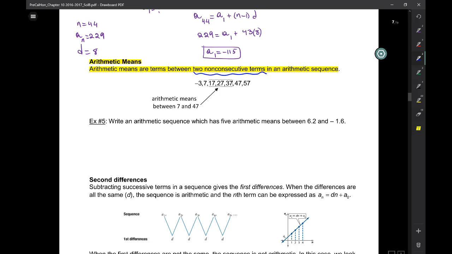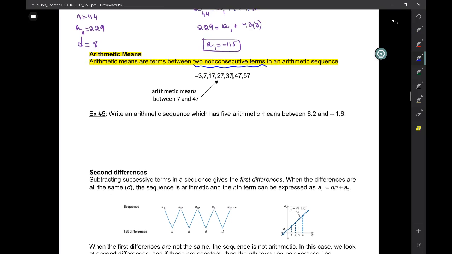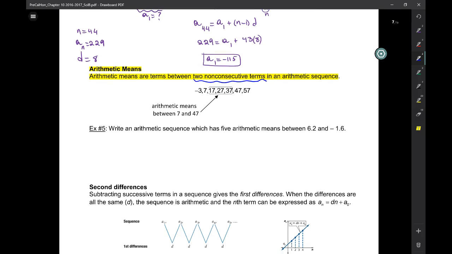Well, in a sequence, if you have a sequence, the ones that come right after one another, those are consecutive terms, right? The ones that are next to each other. So two non-consecutive means two numbers that are not sitting next to each other. So, for example, look at the 7 and the 47. Those are two non-consecutive terms. The numbers that happen to lie in between them, those are the arithmetic means between 7 and 47. Okay?